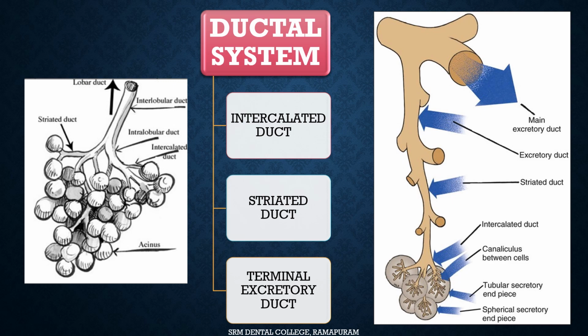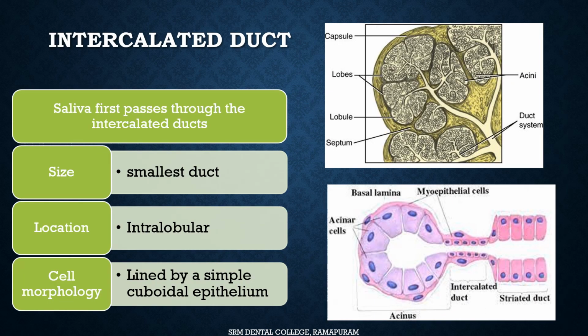So coming to the organization of the ductal system, the ductal system is organized as three tiers. From the acini, the first tier is your intercalated duct, followed by your striated duct, and finally your terminal excretory duct. Now let's see about the histopathology of the different sections of the duct in a little detail.